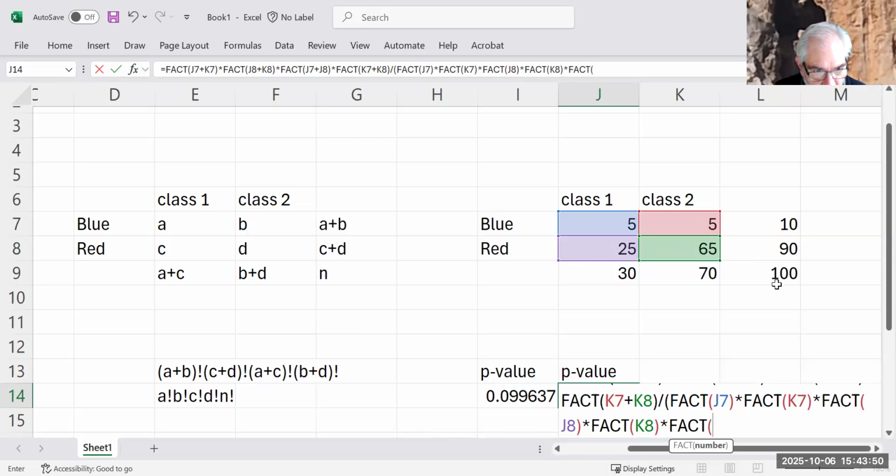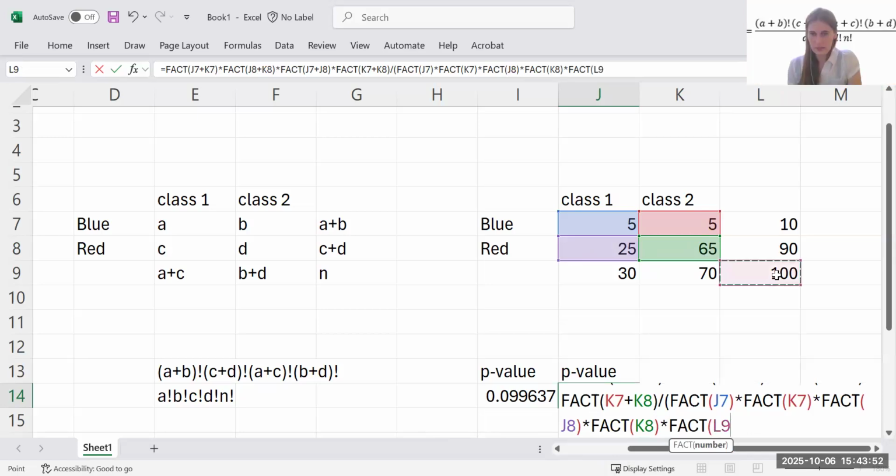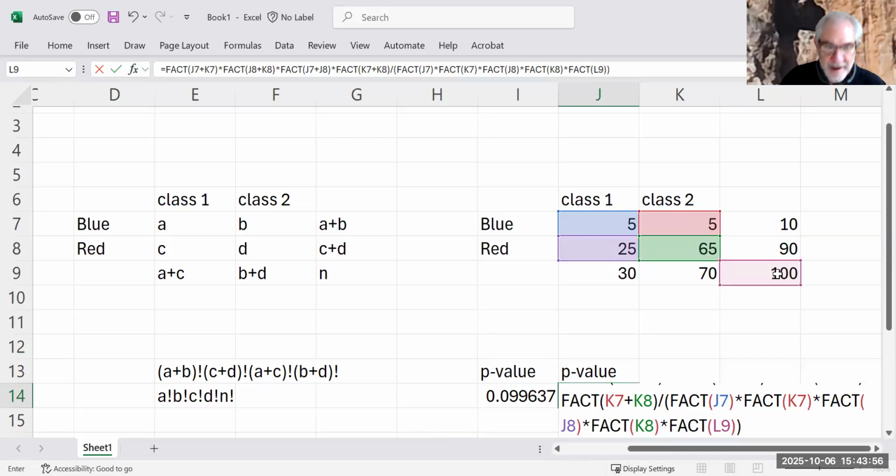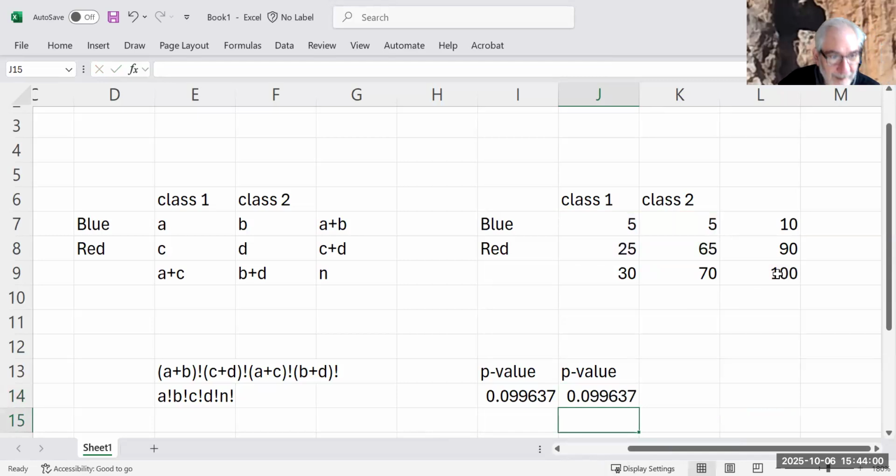of the total amount, N, right here. Yes. Close, and then close parenthesis for the division. Cross our fingers. All right. It worked. Love it, man. It worked again.